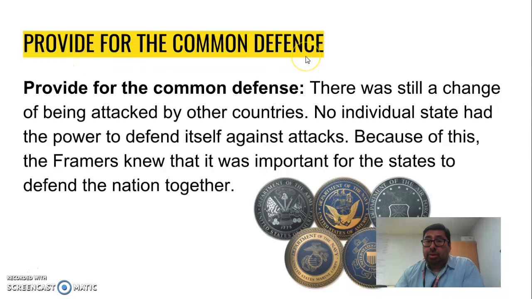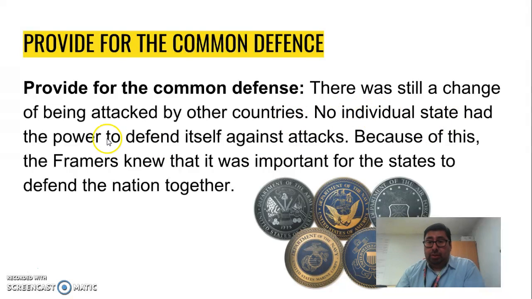Provide for the common defense. Common, again, means everybody, and defense means protection. There should be a chance of being attacked by other countries. Because it was like a baby country, other countries might have wanted this territory, so they needed to come together and make an army.